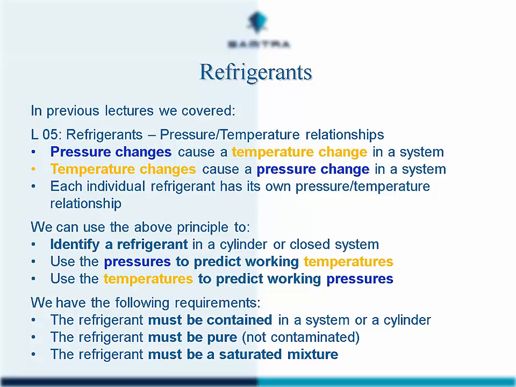From that pressure-temperature relationship we can notice that if the pressure changes, a corresponding temperature change will occur. Also, if the temperature changes in the system, a corresponding pressure change will occur. So we can also see from the above that using the pressure-temperature relationship we can identify a refrigerant. We can use the pressures to predict the working temperatures, and we can use the working temperatures, for example the ambient temperature cooling a condenser, to predict what the expected working pressure in the condenser is.